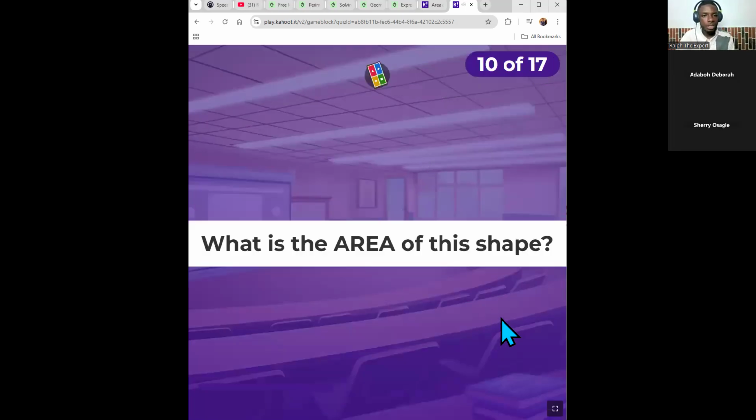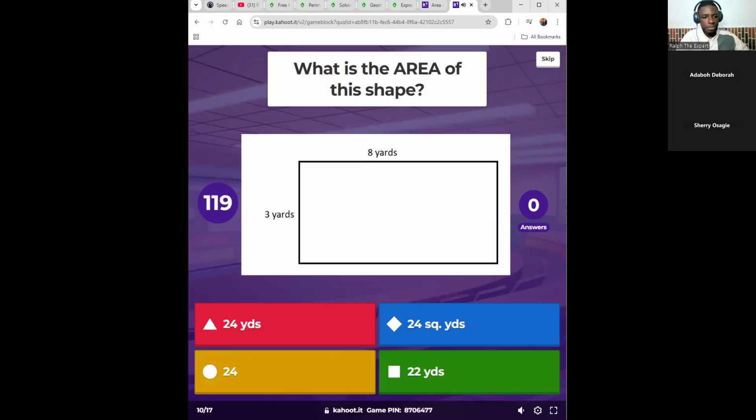Yeah, already on number 10. What's the area of this shape? I can't see what that says again. Okay, 8 yards and 3 yards. So 8 yards is the length, 3 yards is the width. Well done.